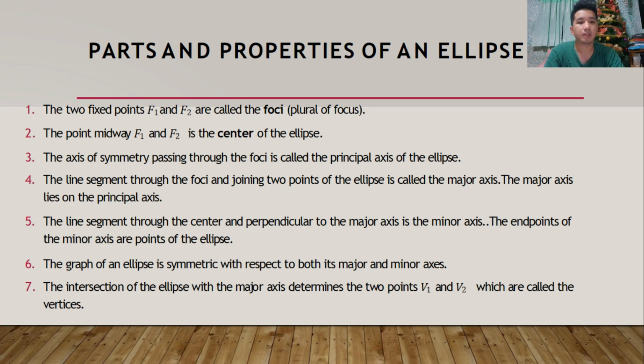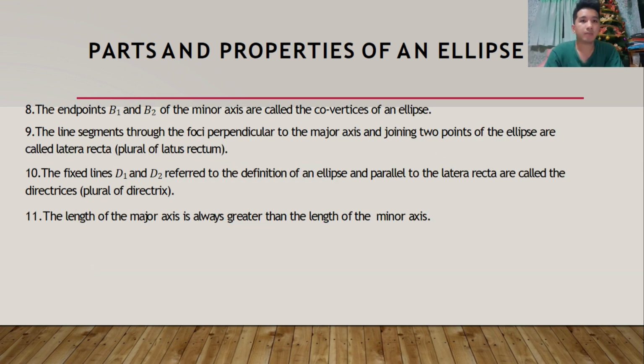The line segment through the center and perpendicular to the major axis is the minor axis. The endpoints of the minor axis are points of the ellipse. The graph of an ellipse is symmetrical with respect to both its major and minor axes. The intersection of the ellipse with the major axis determines the points V1 and V2, which are called the vertices. The endpoints B1 and B2 of the minor axis are called the co-vertices of an ellipse.